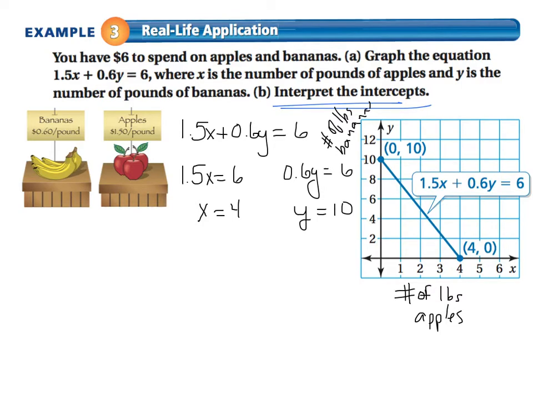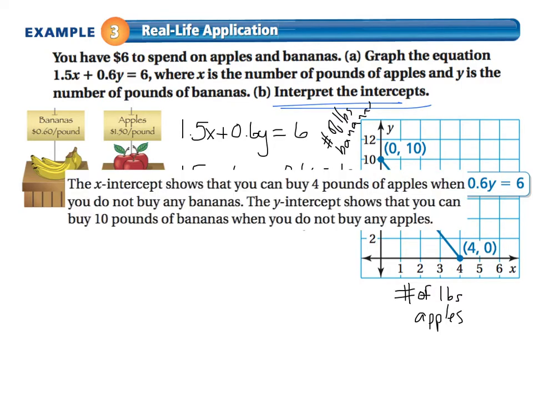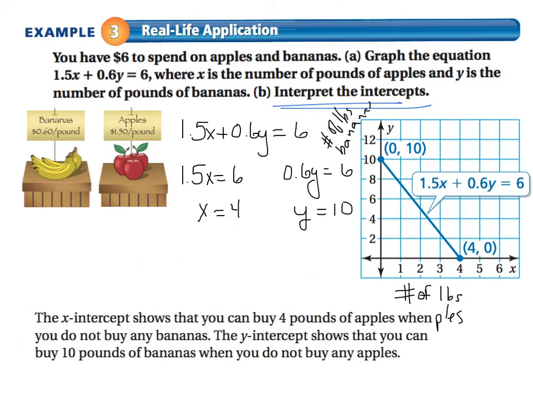So you would write it like this. The x-intercept shows that you can buy 4 pounds of apples when you do not buy any bananas, or 0 pounds of bananas. The y-intercept shows that you can buy 10 pounds of bananas when you do not buy any apples, to get a total of $6.